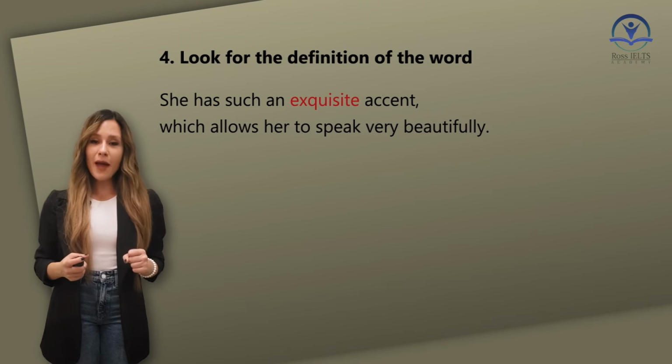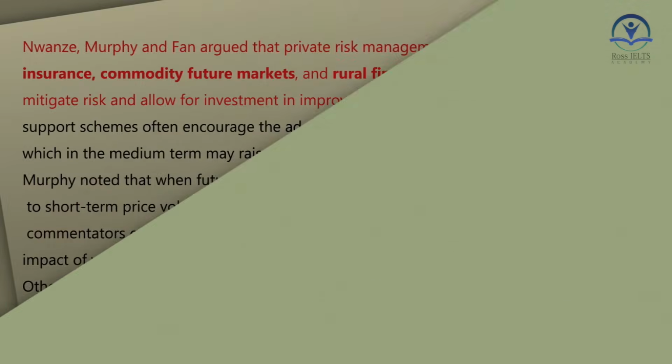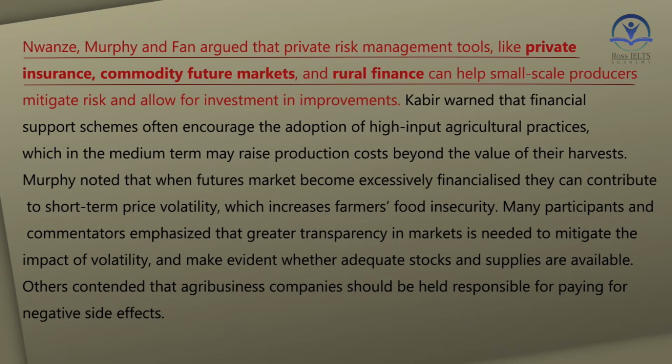Let's look at another paragraph from an IELTS reading to understand it better. Here you see a paragraph and we will read the first sentence only. Nuanza, Murphy, and Fan argued that private risk management tools like private insurance, commodity future markets, and rural finance can help small-scale producers mitigate risk and allow for investment in improvements.